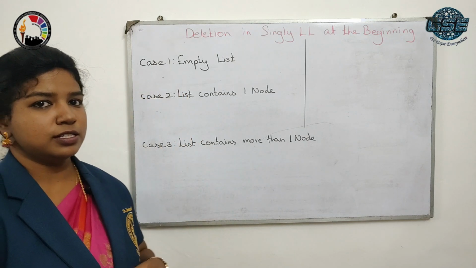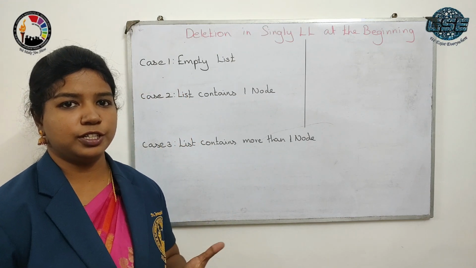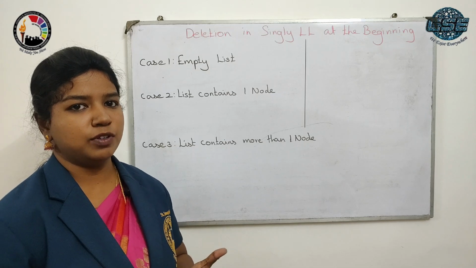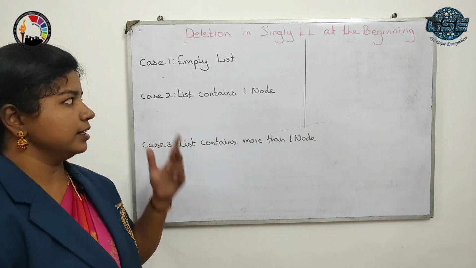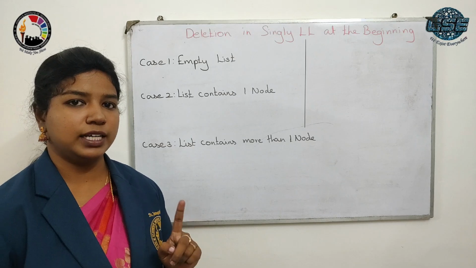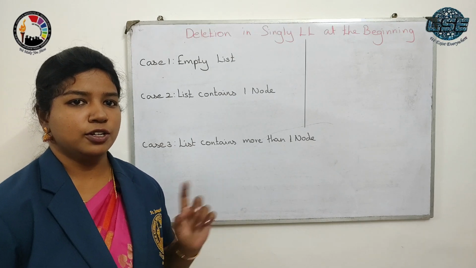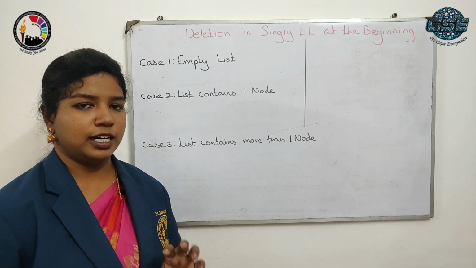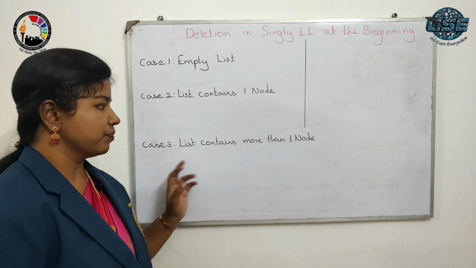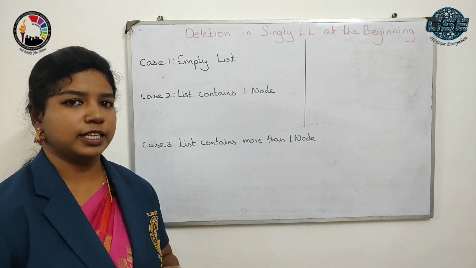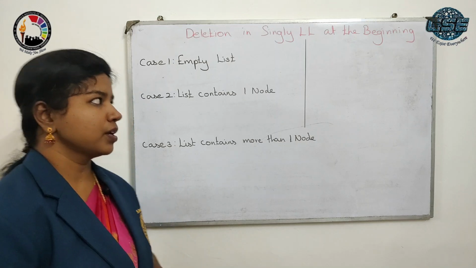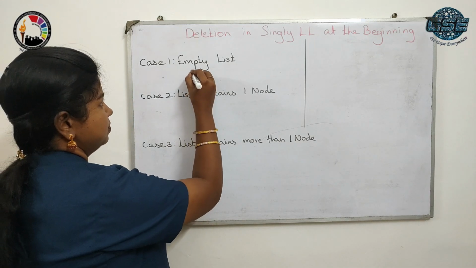The first case is an empty list. There is no node in your linked list, so your start will be equal to null. The second case is the list contains only one node, and that node is to be deleted. The third case is the list contains more than one node. So let me draw.